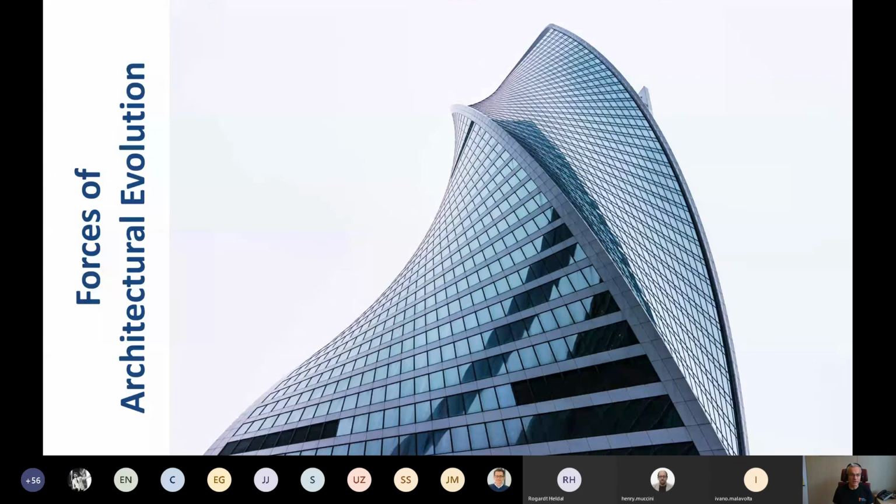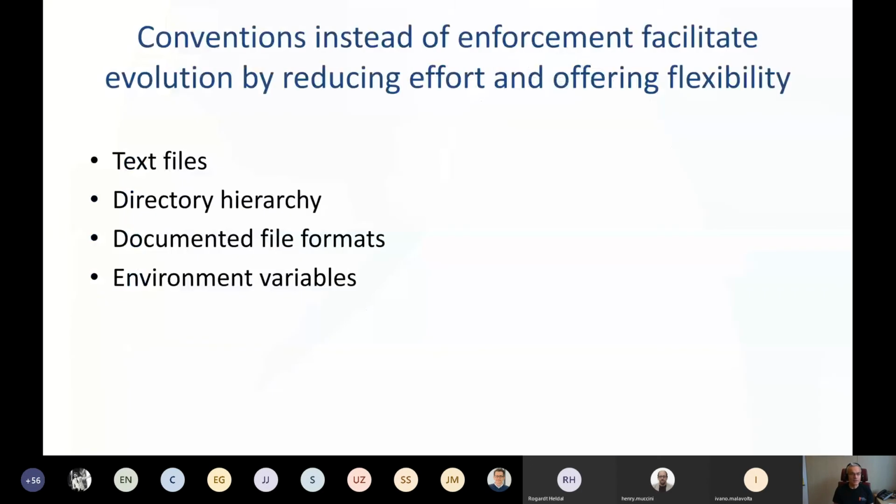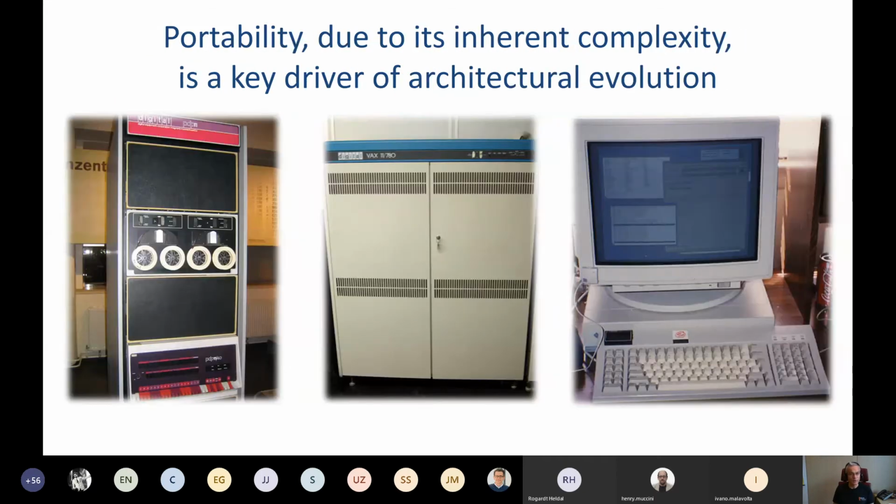Looking at the forces of architecture evolution, we have seen that convention, instead of enforcement, facilitates the evolution by reducing effort and offering flexibility. We saw that through the use of text files, through a directory hierarchy. It's not prescribed through an API, it's there, and we can add directory hierarchies as we wish, through documented file formats and through environment variables. As another force, we saw that portability, because it's very complex to move a system from a PDP-11 to a VAX, to a SPARC computer, to a 386, is a key driver of architectural evolution.